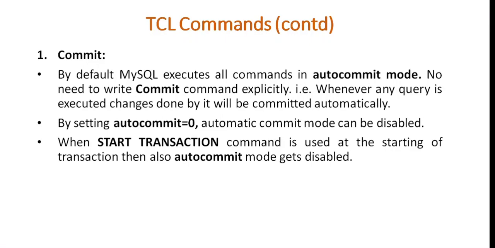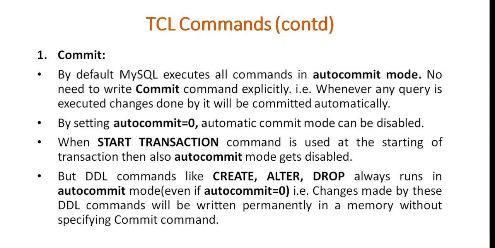So there are two ways to disable auto commit mode. If we are executing a single instruction, we can use autocommit equals to 0 to disable it. Or if we are using a transaction and write the start transaction command, then auto commit mode gets disabled automatically. Then, with the start transaction command, we need to write the commit keyword.